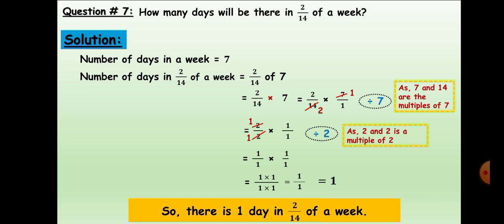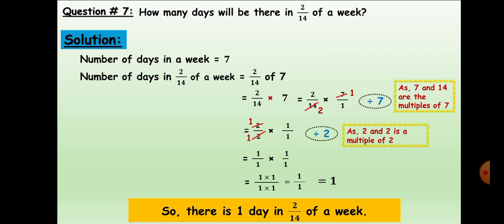Then how many days are there in 2 over 14 of a week? So for that we have to do the solution. Here the keyword that tells us we have to do multiplication is "of". Solution: the number of days in a week is 7. Number of days in 2 over 14 of a week equals 2 over 14 of 7. Then we have to change "of" into a multiplication sign. 2 over 14 multiplied by 7, then under 7 we have to put 1.